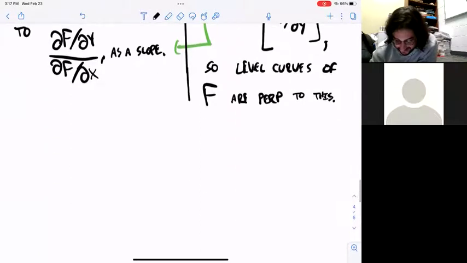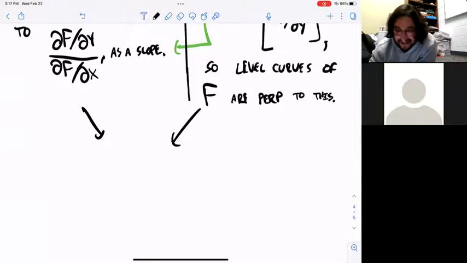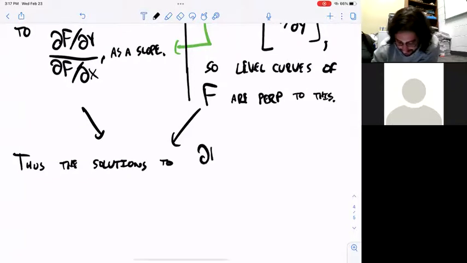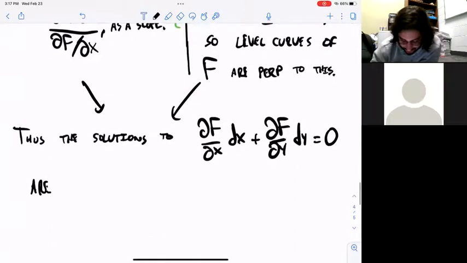Therefore, what's that last step? This is sort of both sides talking at once. Thus, the solutions to df dx plus df dy equals 0, those solutions are the level curves of f.